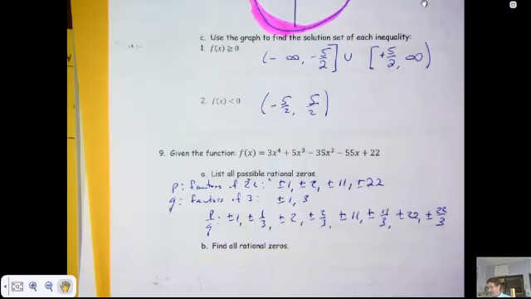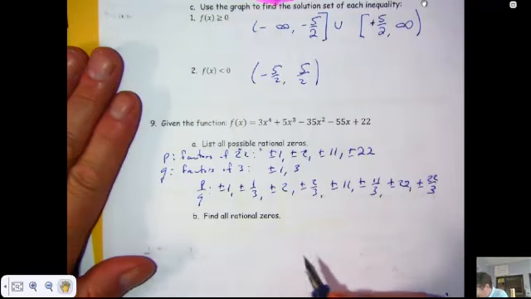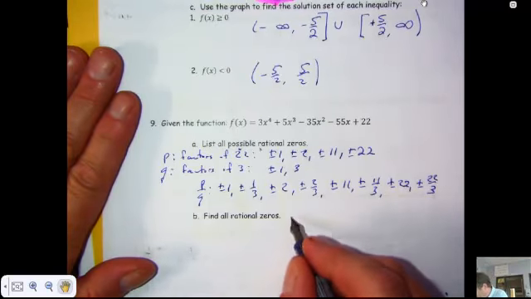Okay, then part B says to find all the rational zeros. Now you have a couple of choices on this. One option is just start checking these, right? There's 16 possibilities. It could take a while. I am okay if you want to graph this out to try to eliminate those down a little bit. So my suggestion is to first graph this on your calculator, try to find something that may work. Then try those.